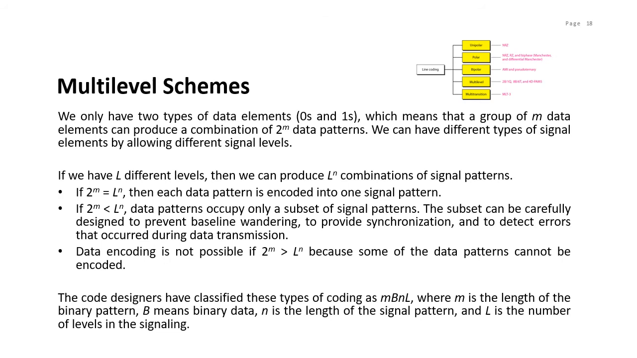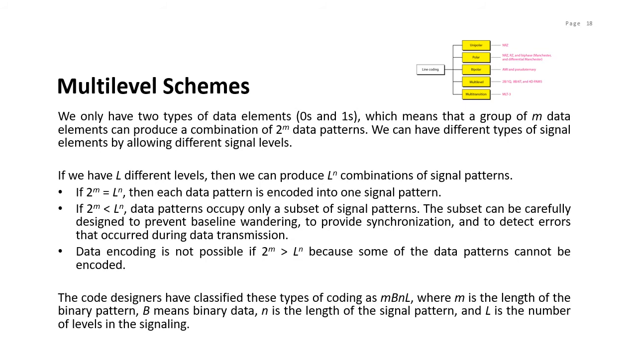Let's go to the fourth category under line coding, which is the multi-level schemes. If you remember, we want to increase the data rate, but we want to decrease the required bandwidth, and that is why we have all of these line coding schemes. One of the goals is to increase the number of bits per baud by encoding a pattern of m data elements into a pattern of n signal elements.